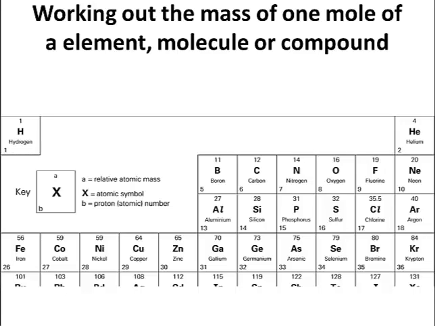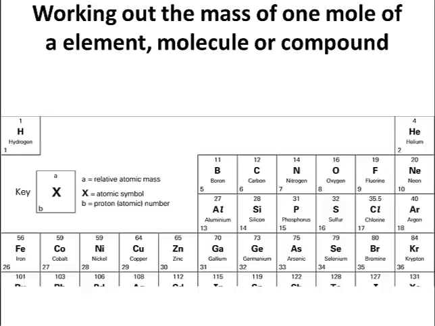If you look at carbon on the periodic table, it has a relative atomic mass of 12, and this means that 1 mole of carbon atoms will have a mass of 12 grams. What do you think a mole of helium atoms will have a mass of? If you have a look at your periodic table, you can find helium in the top right-hand corner. As you can see, its relative atomic mass is 4. This means 1 mole of helium atoms will have a mass of 4 grams.